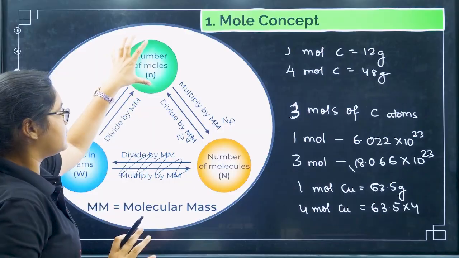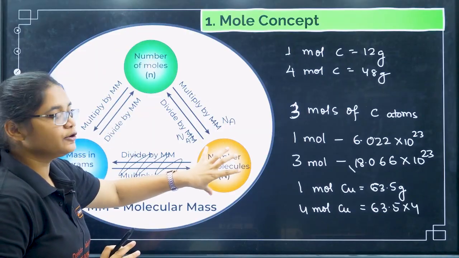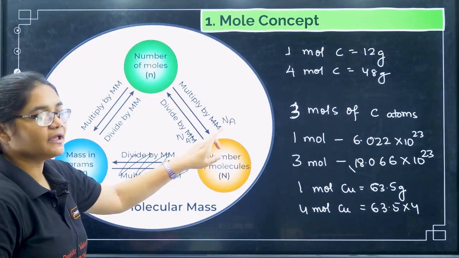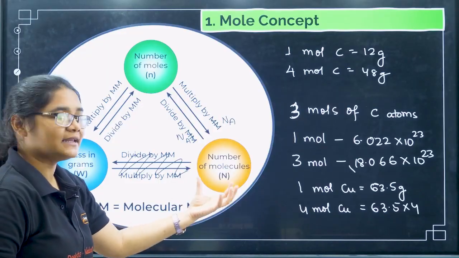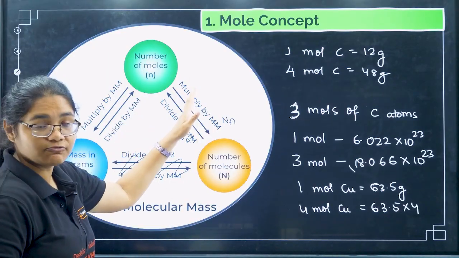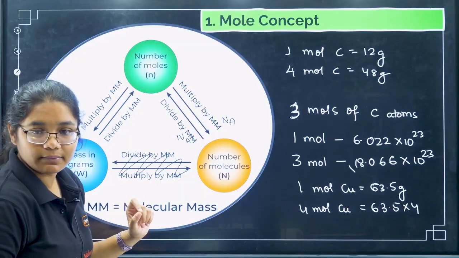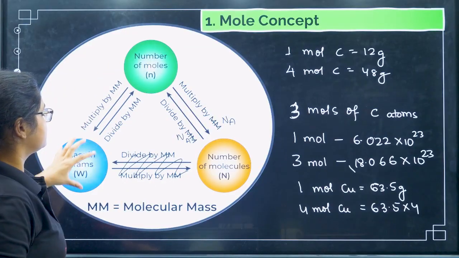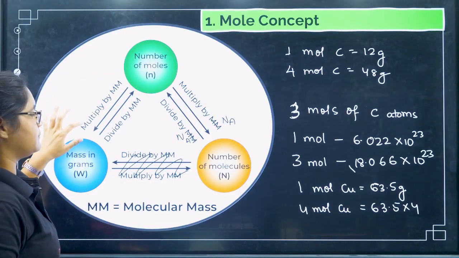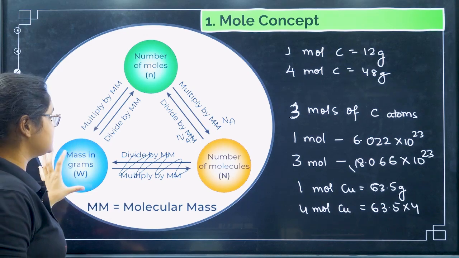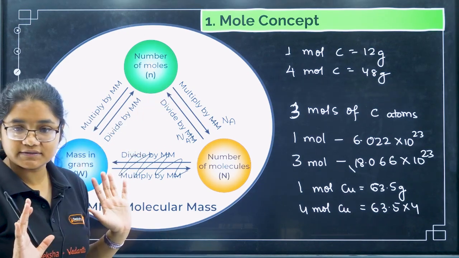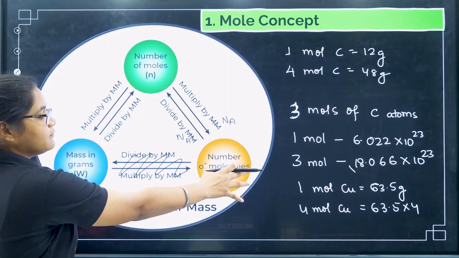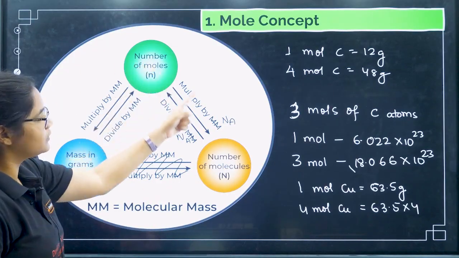If you have number of moles, you want to convert it into number of molecules, multiply with Avogadro number. Or if you have number of molecules or atoms or ions, anything, and you want to convert it into number of moles, divide by Avogadro number. If you have number of moles, you want to convert it into mass, then multiply with molar mass. If you have mass and you want to convert it into number of moles, then divide by molar mass. Okay. Now if mass is there, number of moles is asked, then you have to go through number of moles.